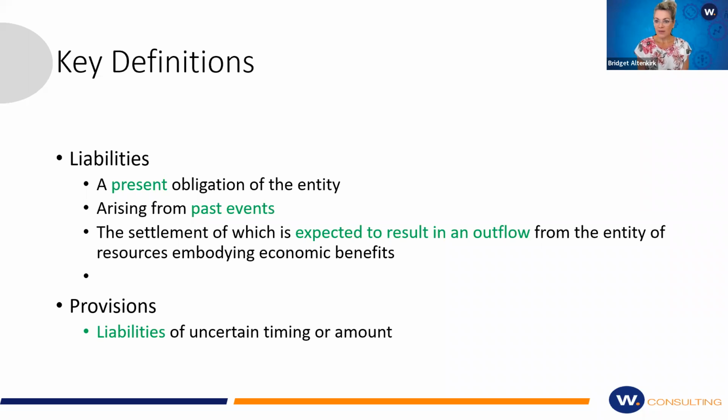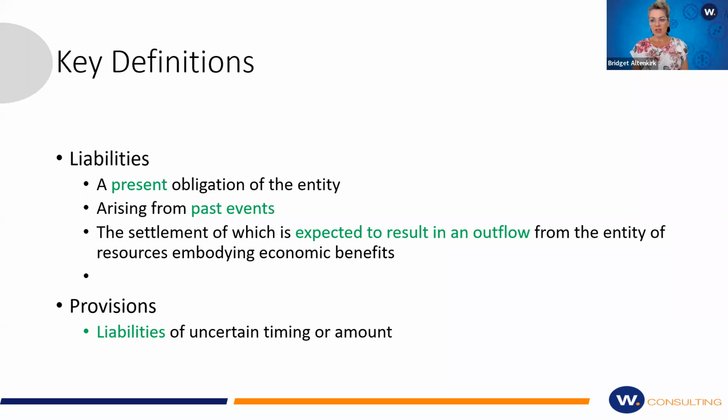So IAS 37 is a standard which deals with provisions, contingent liabilities, and contingent assets. Contingent liabilities and contingent assets are not recognized as liabilities and assets on the balance sheet, whereas a provision is a type of liability which gets recognized. A liability is defined as a present obligation as a result of past events, the settlement of which is expected to result in an outflow of economic benefits.